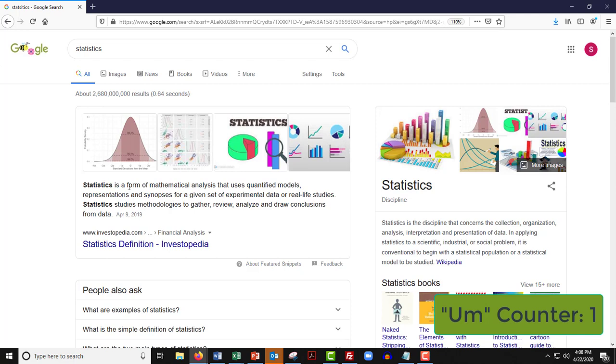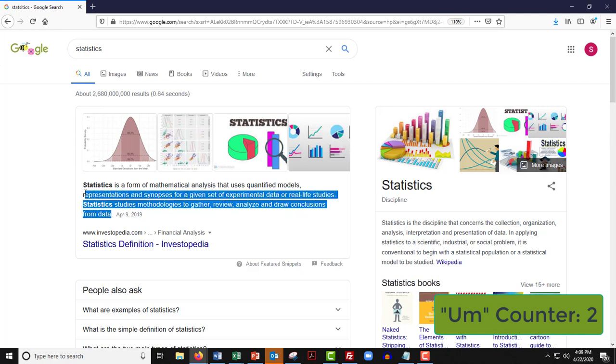Statistics is a form of mathematical analysis that uses quantified models, representations, and synopses for a given set of experimental data or real-life studies. It's kind of wordy, but I see what they're getting at. Studies methodologies to gather, review, analyze, and draw conclusions from data. I think that both of those sentences say the exact same thing. You're drawing conclusions from data. I think we can probably just safely say drawing conclusions from data.